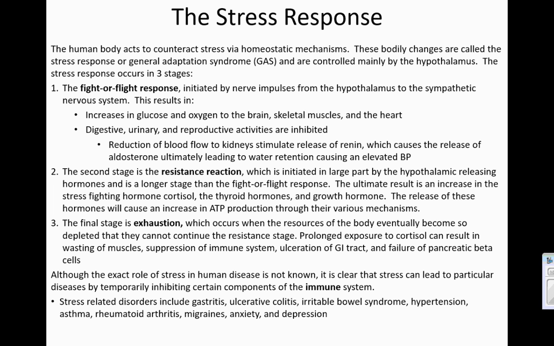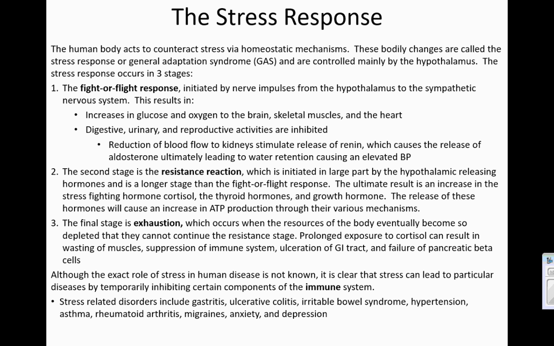Sometimes we end up going through all 3. Sometimes maybe it's just 1 or 2. The immediate response to a stressor is activation of the sympathetic nervous system. And we know that's going to produce that fight or flight response. And so this involves our hypothalamus, which then triggers a lot of different things to adapt our body for physical activity. Increasing glucose and oxygen in the brain, skeletal muscles, and heart, while inhibiting digestive, urinary, and reproductive activities.